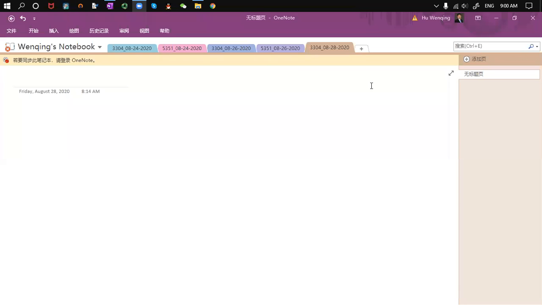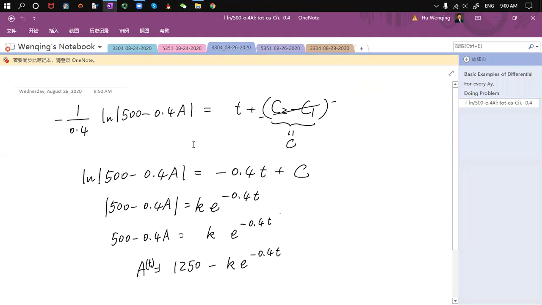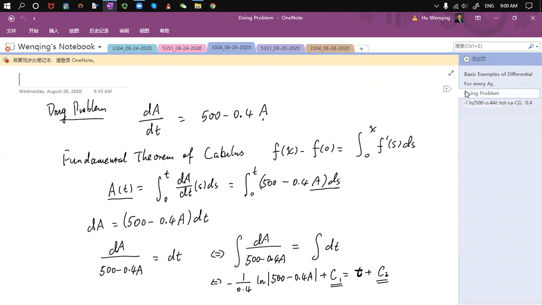Okay, so let's start today's lecture. Last time we have been talking about solving a differential equation. In particular, there was such an example that we had last time, an equation that we were trying to solve.